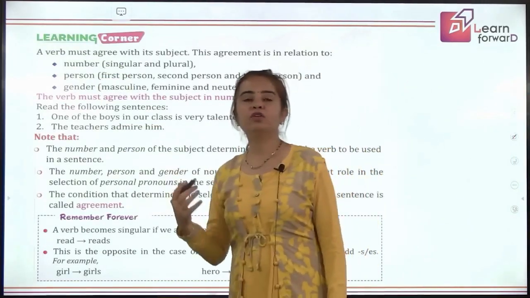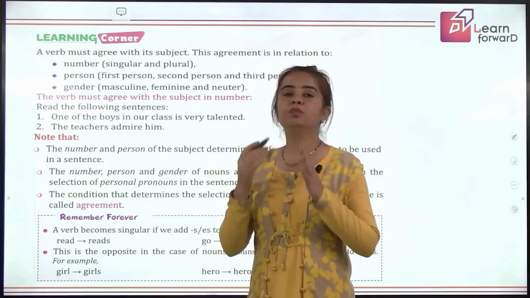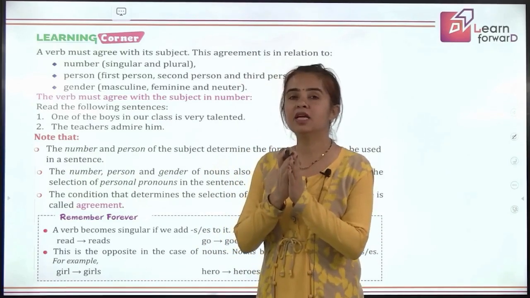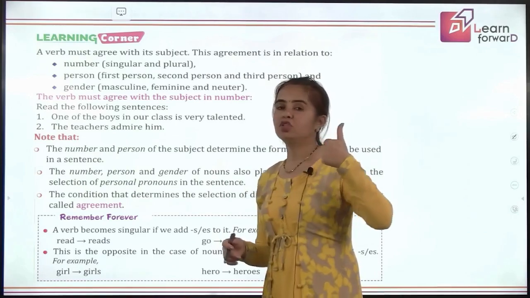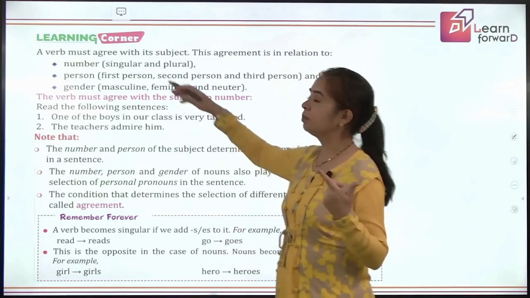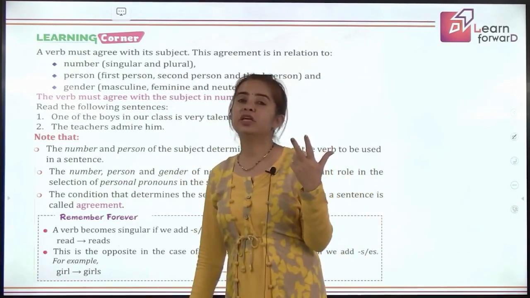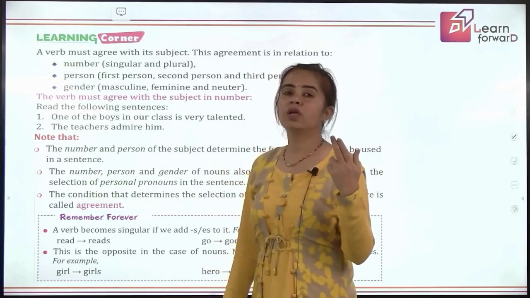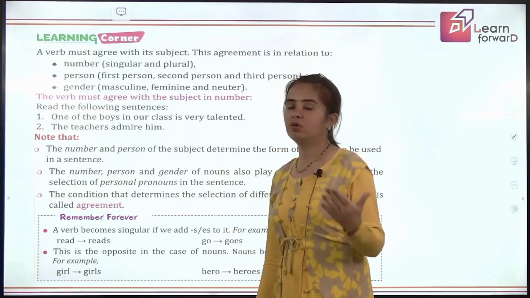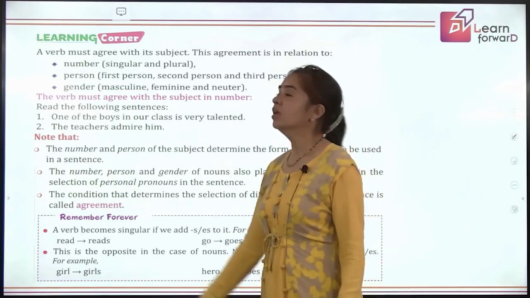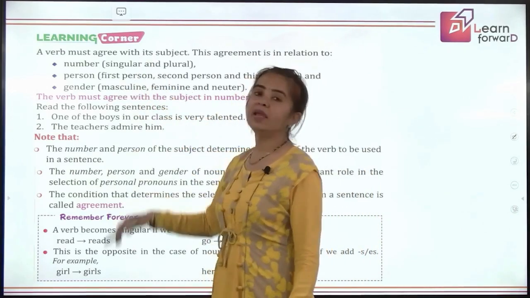What all you have to check when you are trying to put a verb in a sentence? What do you have to check about the subject? You have to check the number, you have to check the person, you have to check the gender also when you are talking about agreement in any sense. Like if we are talking about pronouns, we have to look at the gender also, right? So this is what we mean by agreement.